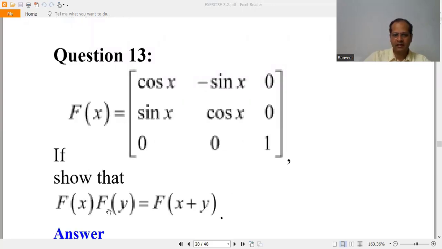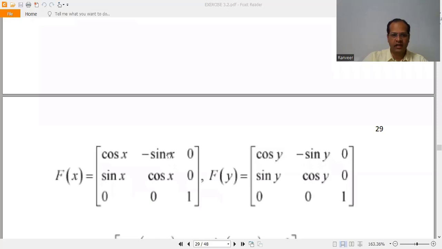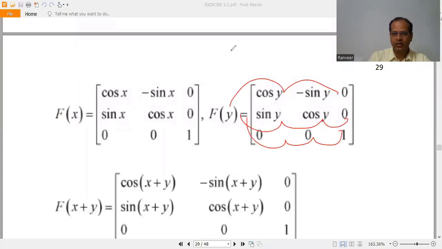f(x) into f(y) equal to f(x+y). In this type of question, one value f(x) is given, after that we have to write f(y), after that f(x+y). First of all we have to write all the corresponding values, and after that multiply f(x) into f(y) and get the value of f(x+y). Let's check. f(x), f(y), in place of x, all the values converted into y. This is the value of y.